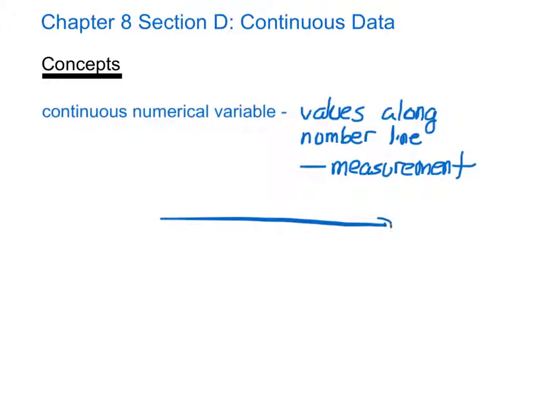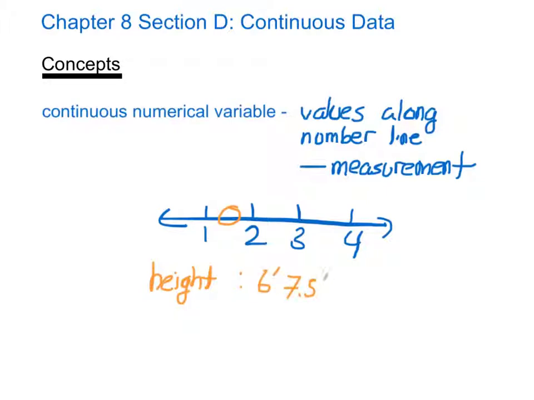To give you a visual, if I have a number line, continuous data can be found anywhere along this number line, including between the whole numbers or the integers, so decimals are okay. An example of a numerical variable is if I was to measure the height of all the members of the basketball team. And I can get any range of heights, including decimals and fractions. For example, I could get 6 feet, 7.5 inches, which is not possible with discrete data.